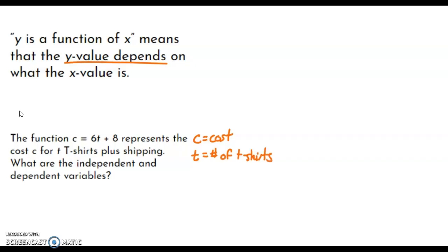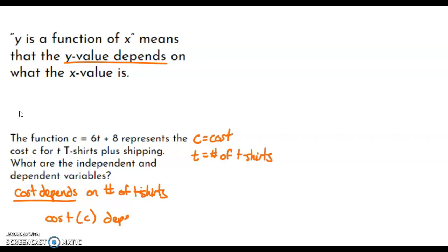Plus shipping. So the plus 8 is $8 in shipping. So what are the independent and dependent variables? Well, if you think about it, the cost of your order, how much money you have to pay, depends on the number of t-shirts you buy. So cost depends. That means cost, which is C, is dependent. And so that means that T, the number of t-shirts, is independent.